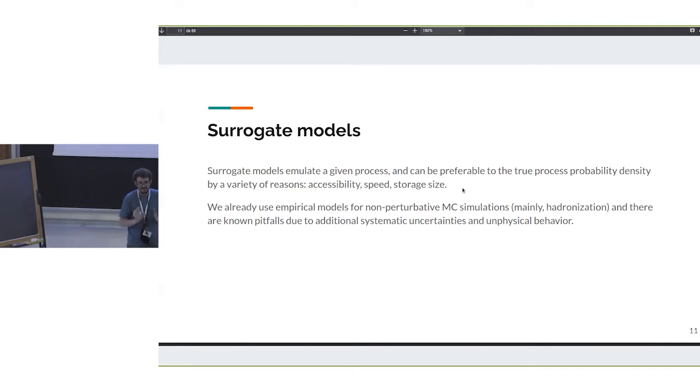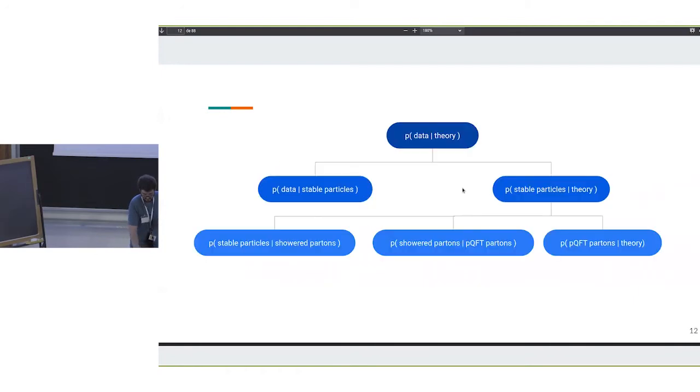Let me emphasize that empirical models are already incorporated in the collider framework. When we have to do what we call hadronization, for instance, there's a lot of empirical modeling because non-perturbative physics is impossible to do. So there are already a lot of studies of the impact of using empirical models. This is the appearance of what we call systematic uncertainties, the appearance of unphysical behavior. So we know we have to be careful when dealing with surrogate models.